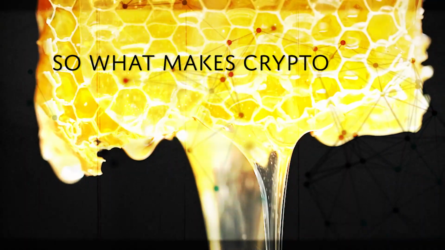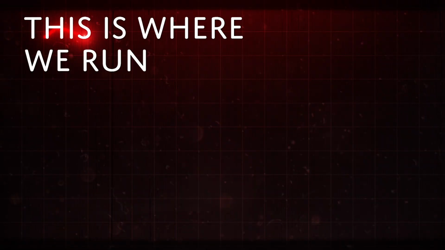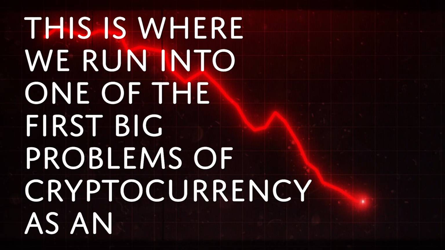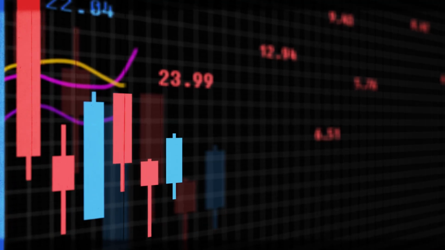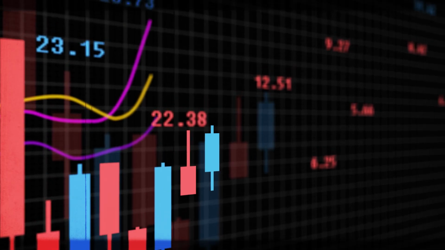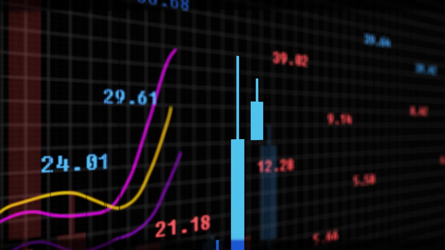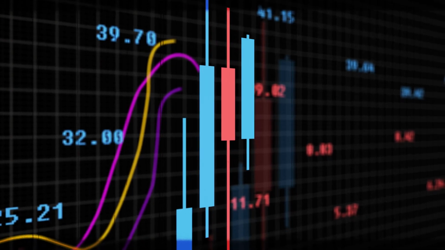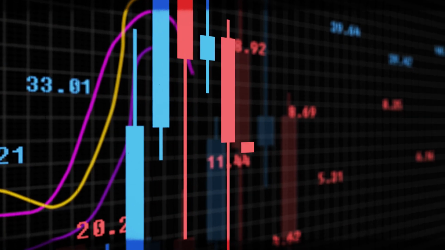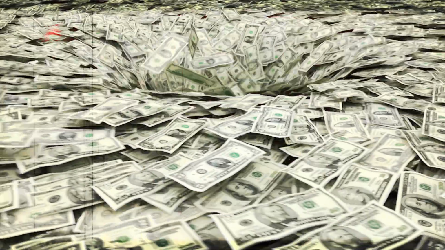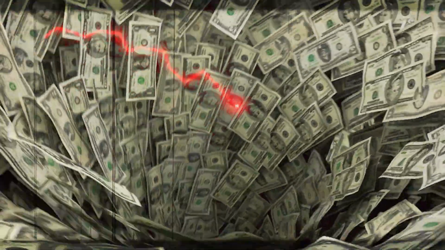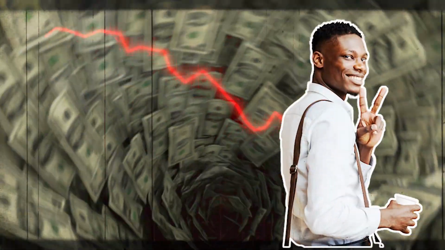So what makes crypto sticky? This is where we run into one of the first big problems of cryptocurrencies as an asset. The only thing that makes most cryptos sticky is the price going up. Making money and seeing your investment grow is incredibly sticky. But on the flip side of that, losing money has the opposite effect. And when the user's only incentive is making money, as soon as they stop, there really is no incentive to stick around anymore.